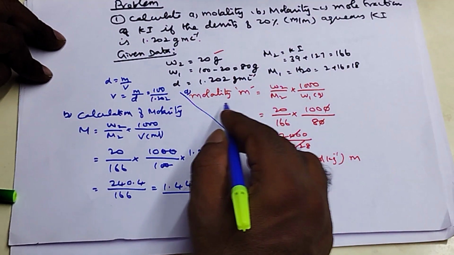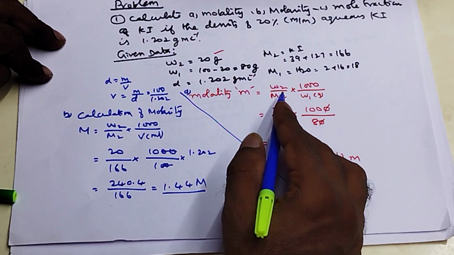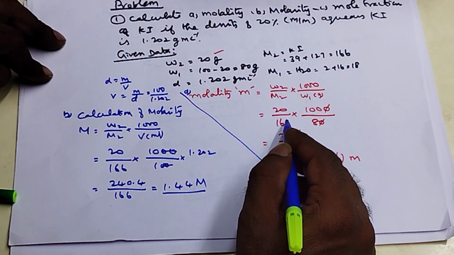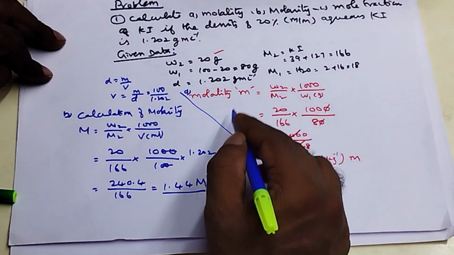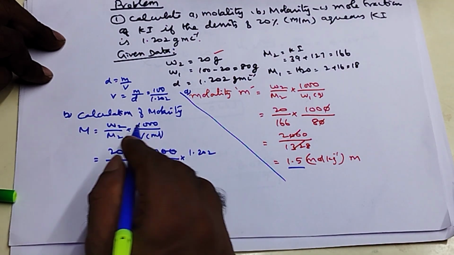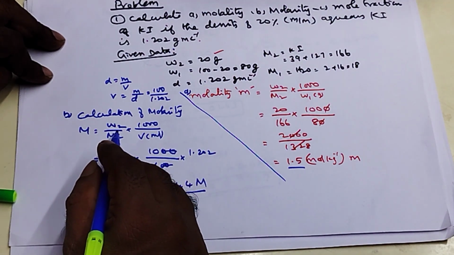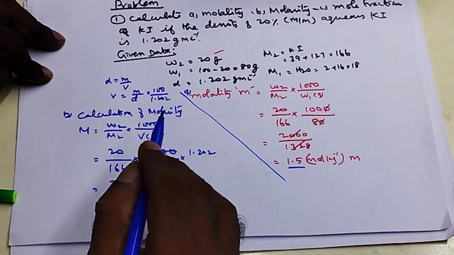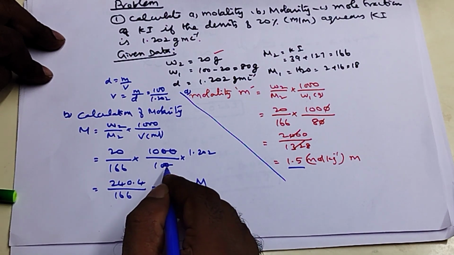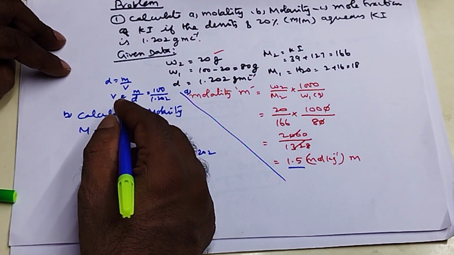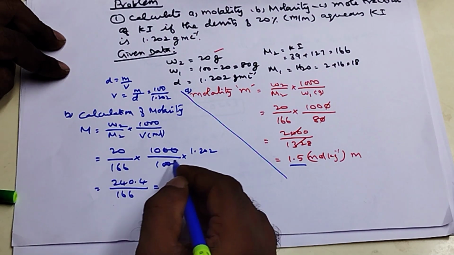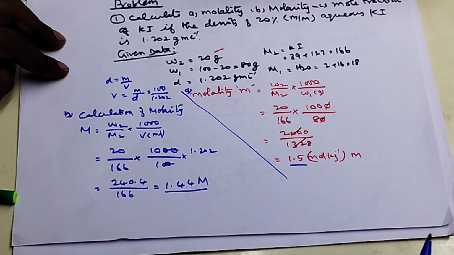For molality, use the formula small m is equal to W2 by M2 into 1000 divided by W1. If you substitute, mass of solute is 20 divided by 166 into 1000 divided by 80. If we simplify it, we get the answer 1.5. If you want to calculate the molarity, you can use the formula molarity is equal to number of moles of solute divided by volume of solution in liters. 20 divided by 166 into 1000 divided by the volume. You have to use the formula density is equal to mass by volume. To find the volume, mass by density, 100 divided by 1.20. If you substitute here, the answer is 1.44 M.